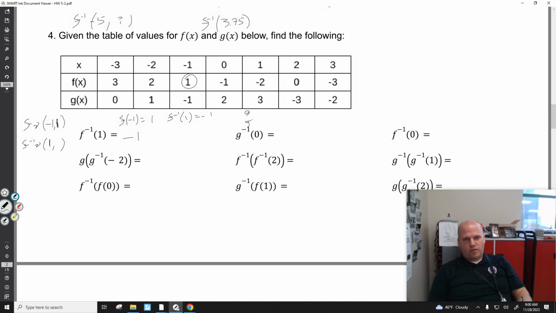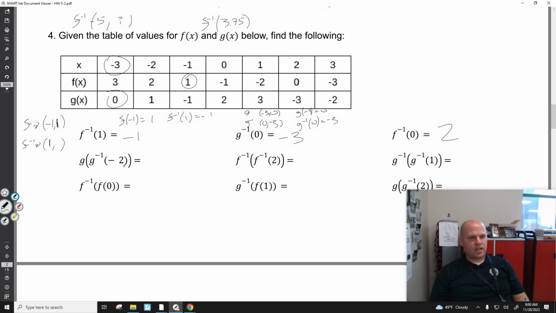G and G inverse. I'm trying to find G inverse at 0. G's got some point where its output is 0, at -3. So G of -3 is 0. That means G inverse of 0 has to be -3 to undo what is being done. Okay? Not going to show that. We're just going to move on. F inverse of 0. When the output is 0, the input is 2. F inverse of 0 is going to be 2.